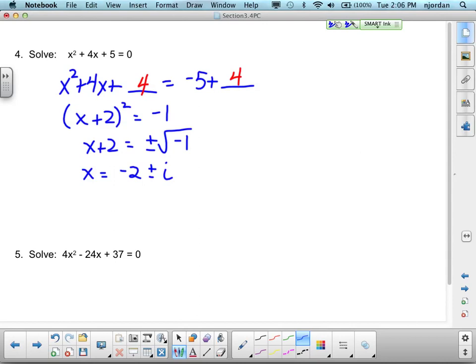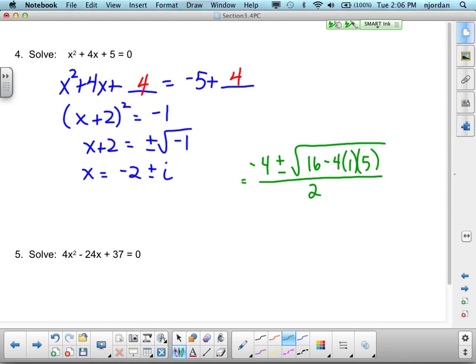Okay. If you wanted to use the quadratic formula, and it's up to you, I'll show you how that works as well. In the quadratic formula, we'll have the opposite of b plus or minus the square root of b squared minus 4 times 1 times 5. And what do you notice about the discriminant? Okay, you'll have a negative value under the radical. So your discriminant would be negative. This time it's going to be 16 minus 20, or -4.